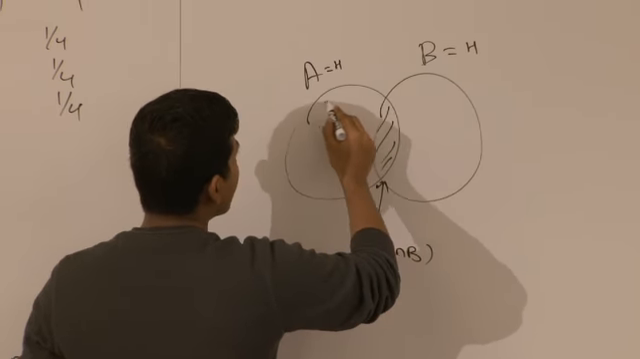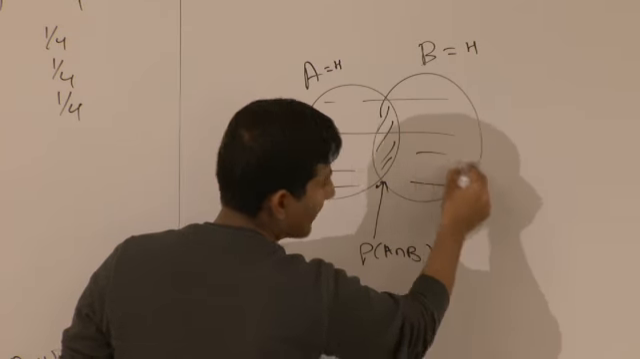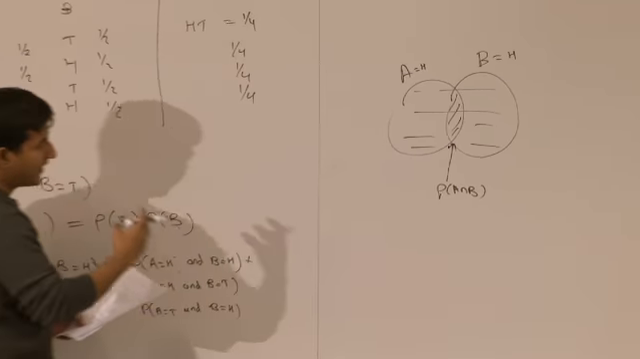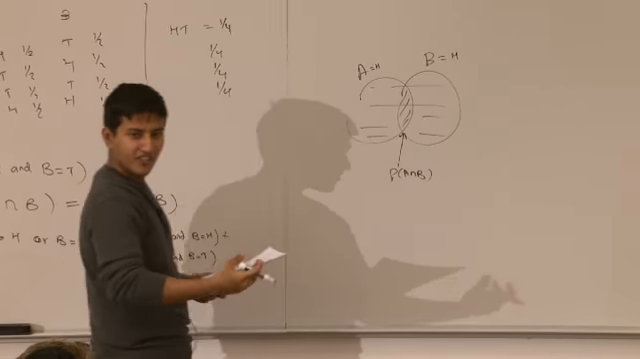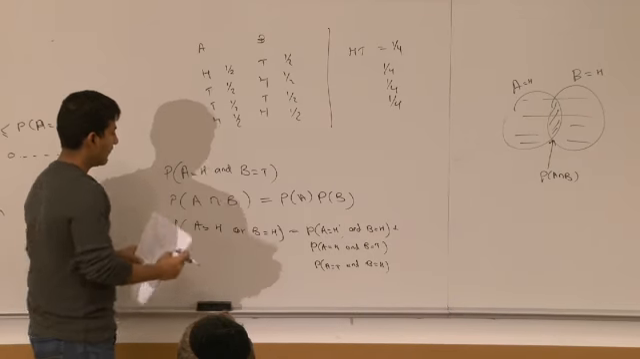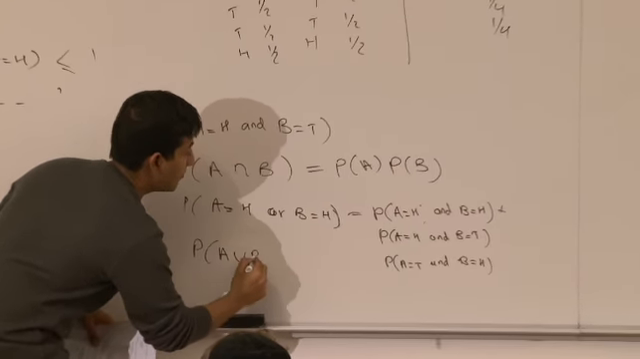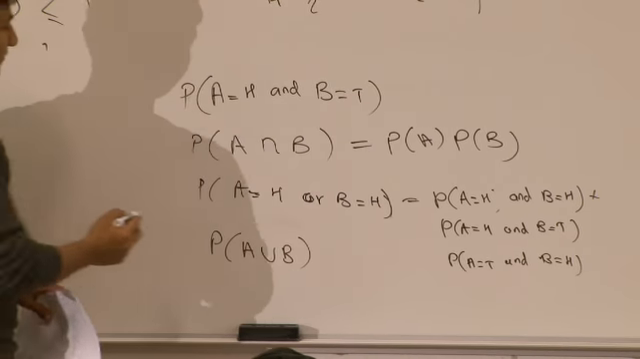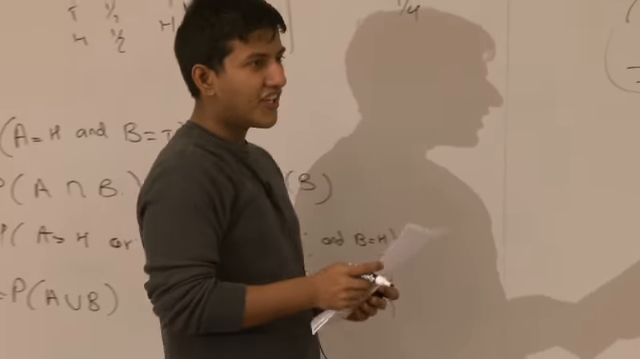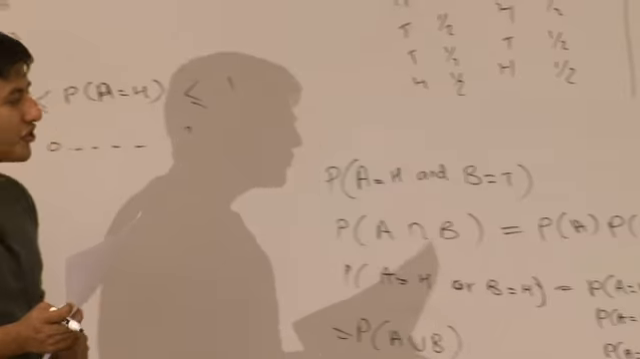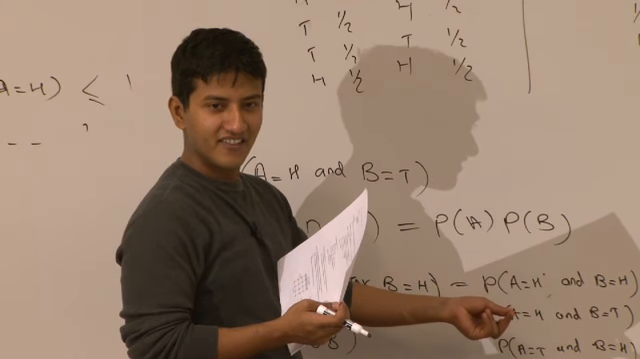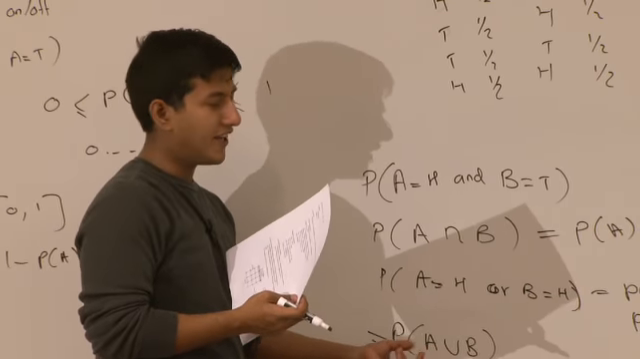So what is this whole thing? That is either A gets H or B gets H, which is this condition. We call it P(A union B). Okay? Is there an efficient way of finding this rather than writing down all possible cases? Is there an efficient way of finding P(A union B)?